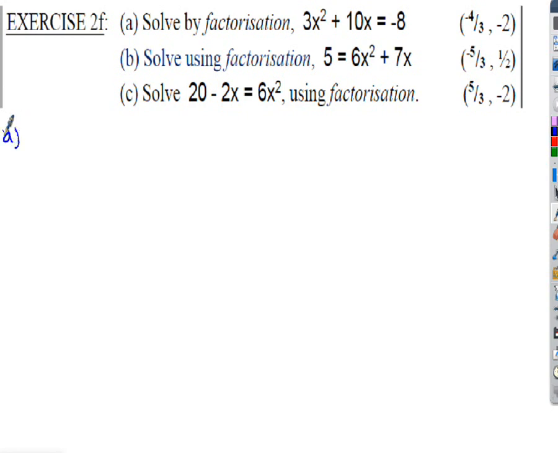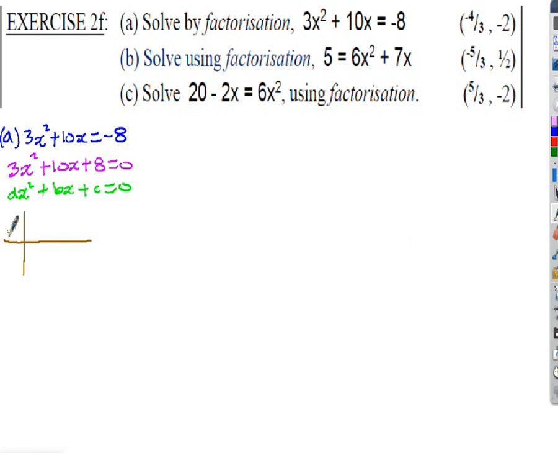Okay, question A, we're given the equation 3x squared plus 10x is equal to negative 8. So again, we've got to get it into the right format first of all. So adding 8 to both sides, we will start from the equation 3x squared plus 10x plus 8 is equal to 0. Again, that's the form ax squared plus bx plus c equals 0.